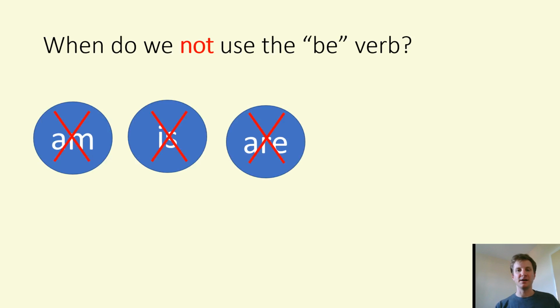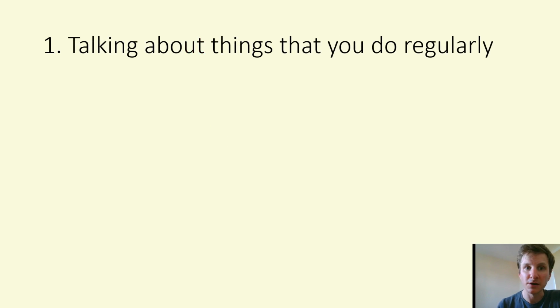So, when do we not use the be verb? These are some of the common mistakes that English learners make. They use the be verb when they should not use the be verb. So here are 3 situations where you should not use the be verb. Very common situations. Number 1, talking about things that you do regularly.